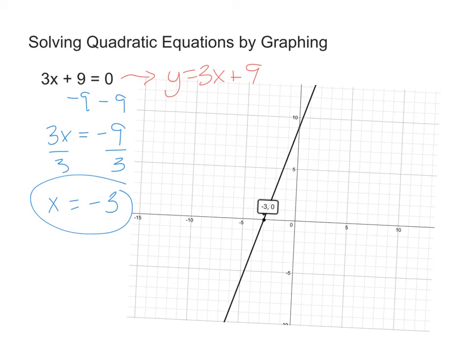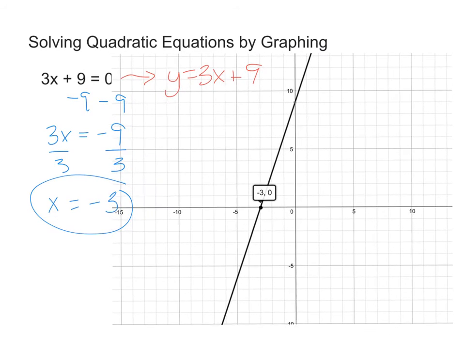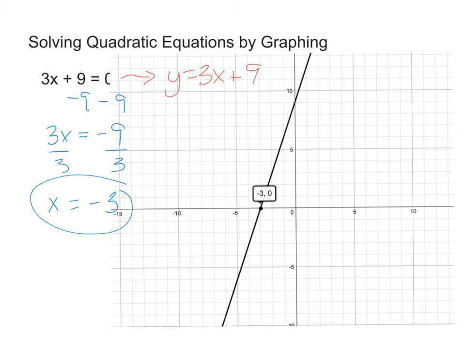When I graph it, it looks like this. And the answer is just the x value when y equals 0, because we replaced the 0 with a y, we're looking for what's the x value when y equals 0. And the answer is -3. It's right there. It's the x-intercept of the graph.